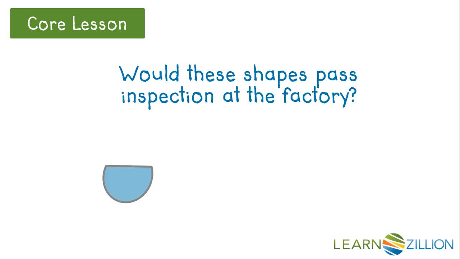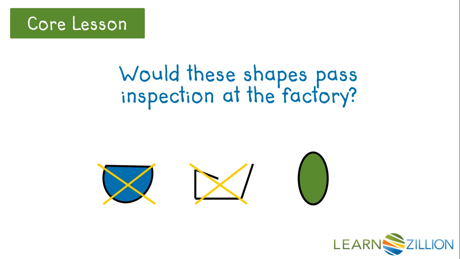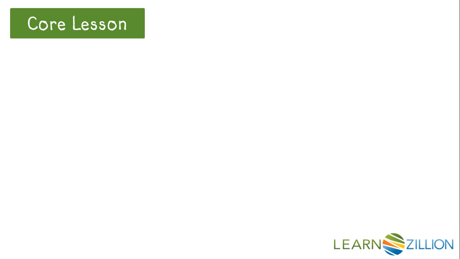Well, let's see. The first shape, I notice it has curved edges. The middle shape has a gap at the top of the figure. And the shape on the right is a shape we commonly call an oval. None of these shapes would pass inspection at the polygon factory because they have curved edges or gaps.